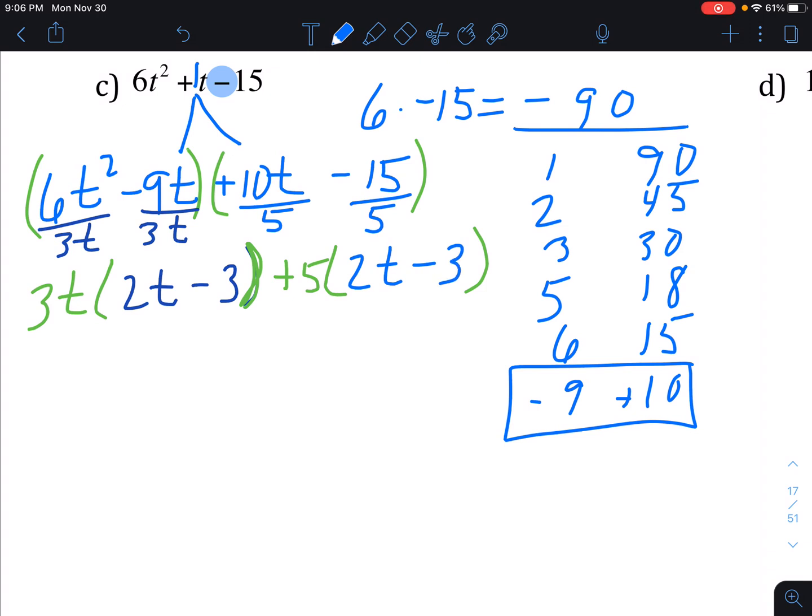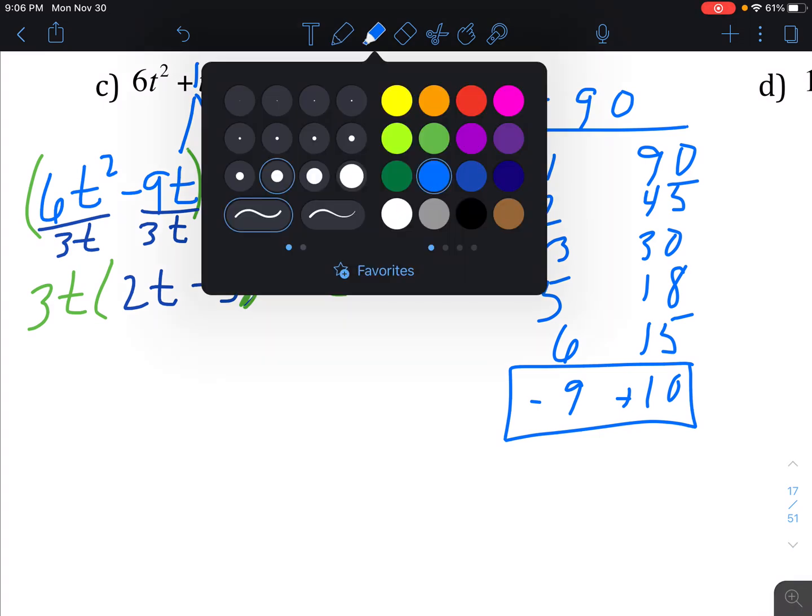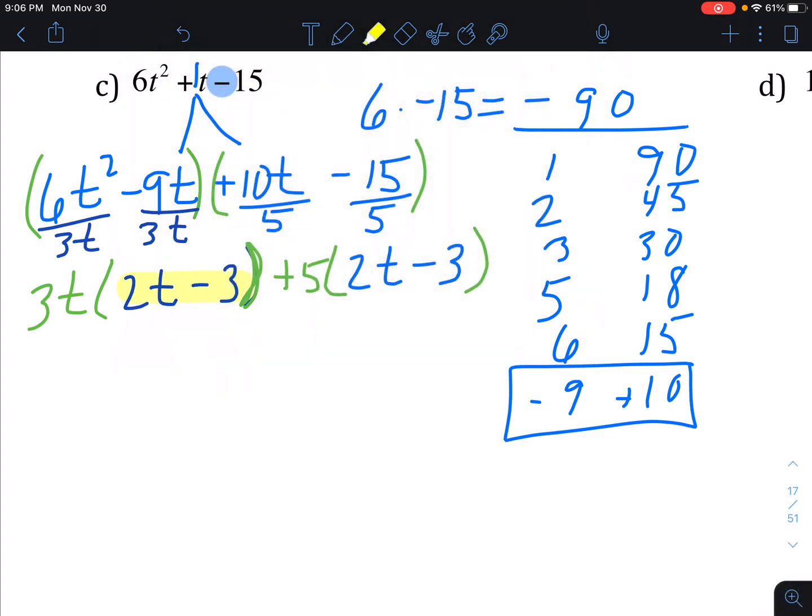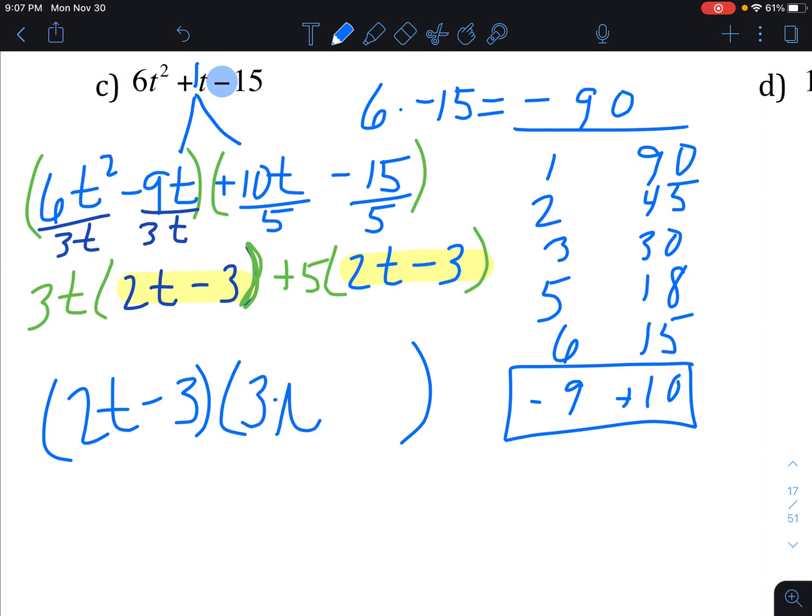And now notice they match again. I always do that little check there. Do these match in parentheses? Yes, they do. That means I'm good to go in my answer. So I'm going to put my matching 2t minus 3. And then in my other parentheses, you put your GCFs together. 3t plus 5.